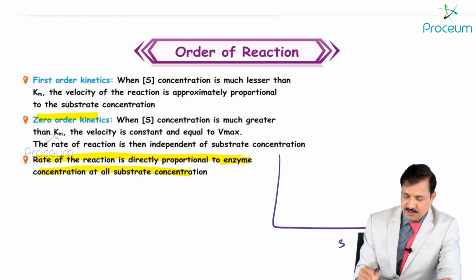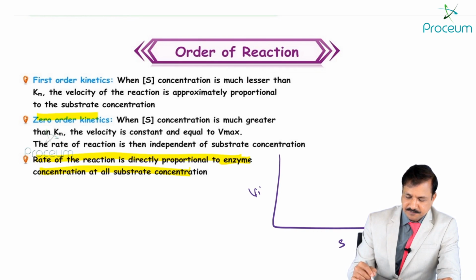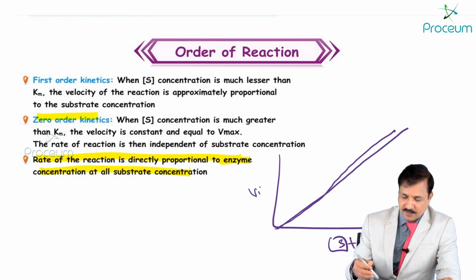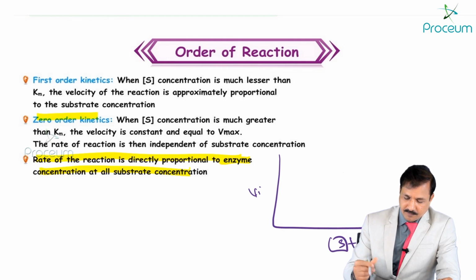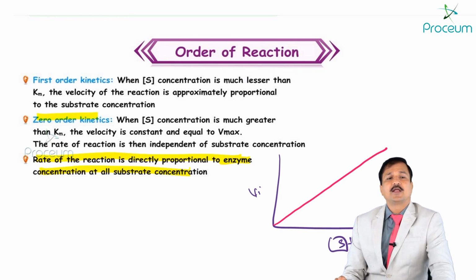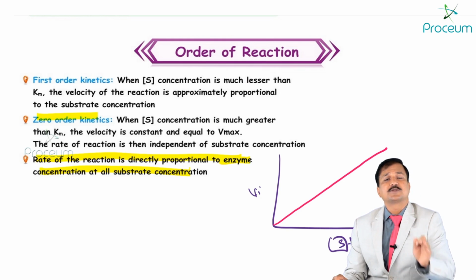So when the enzyme concentration is continuously increasing along with the substrate concentration, you will always get a proportional velocity. Here is the substrate concentration and the initial velocity of the reaction, and as you increase substrate along with enzyme, you are going to get a straight line, because we just need to add enzyme continuously, enzyme plus substrate. If both are added continuously, you get a straight line like this. And that's the meaning: rate of reaction is directly proportional to the enzyme concentration at all substrate concentrations.